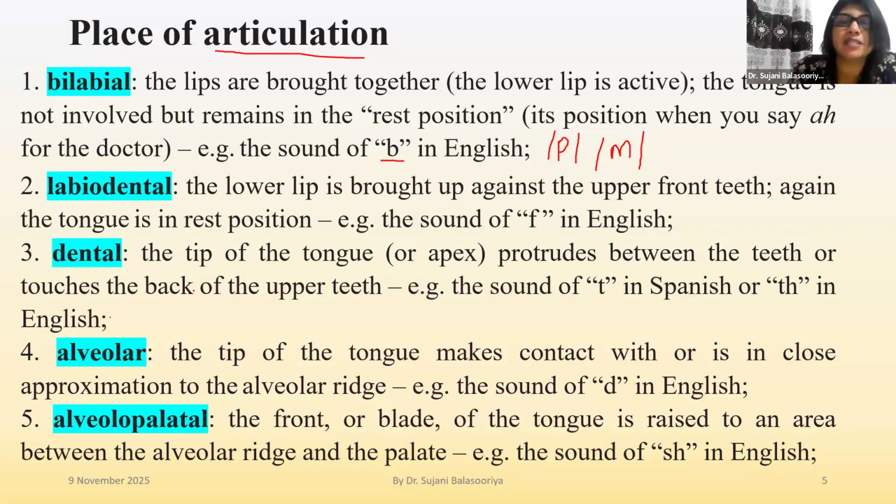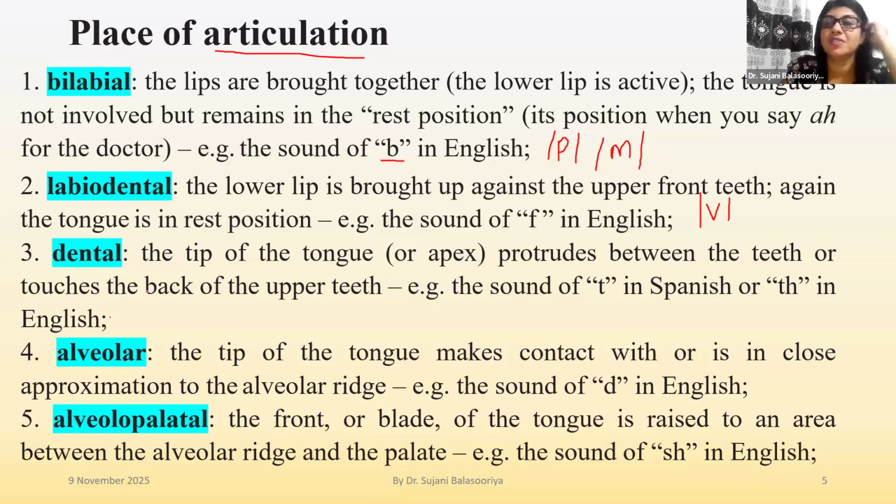One example is given, F, as in fur, and there is one more labiodental. What is that? Only two labiodental consonants are there. V, yes, correct. Okay, fine. Then we have dental consonants, the third category.